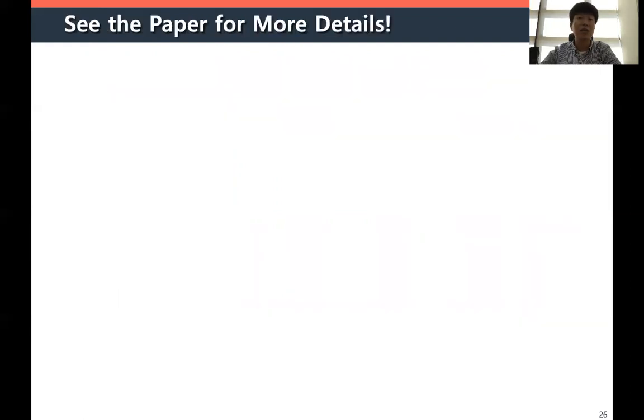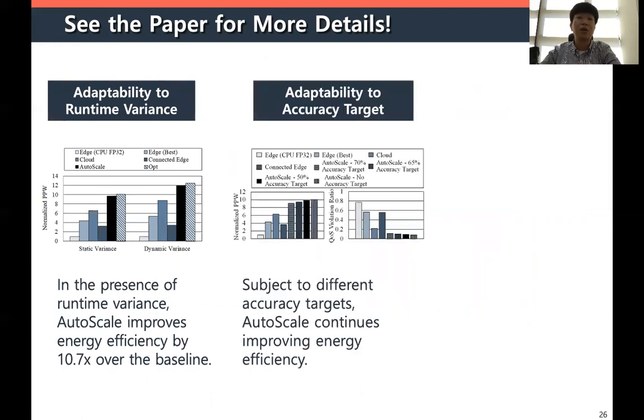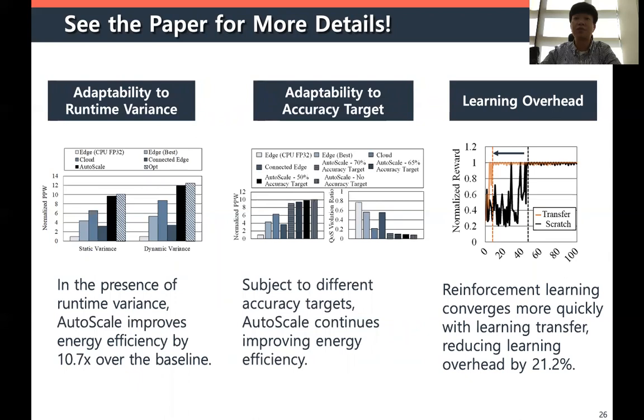Other results show that even in the presence of runtime variance, AutoScale improves energy efficiency by 10.7x over the baseline. In addition, AutoScale continues improving energy efficiency subject to different accuracy targets. Finally, we found that learning transfer improves convergence speed of reinforcement learning, reducing learning overhead by 21.2%. For more details, please see the paper.